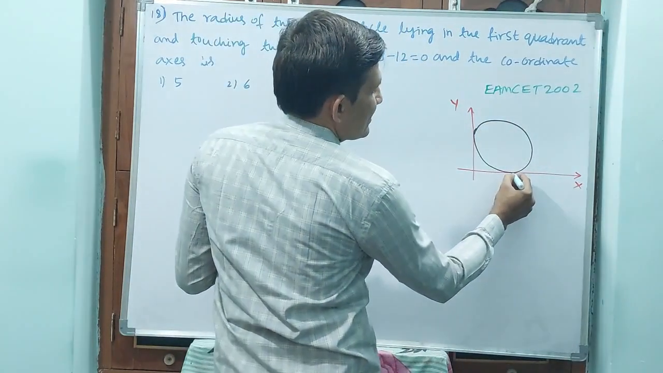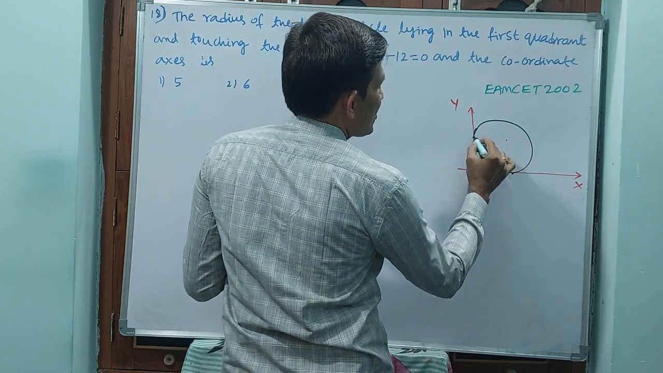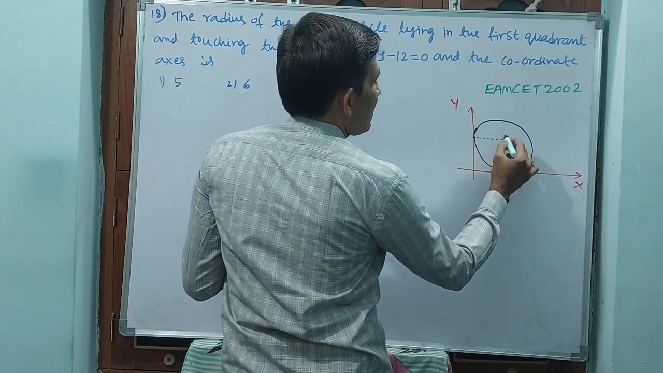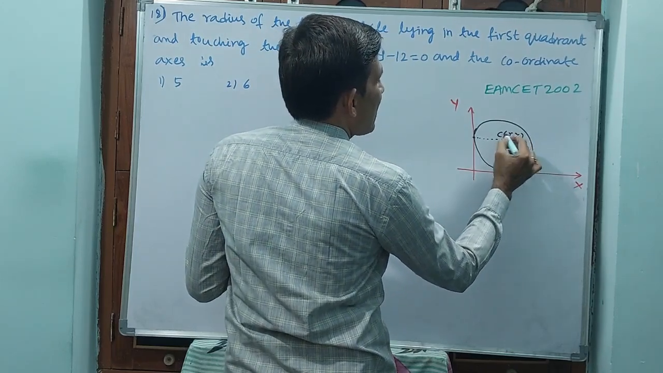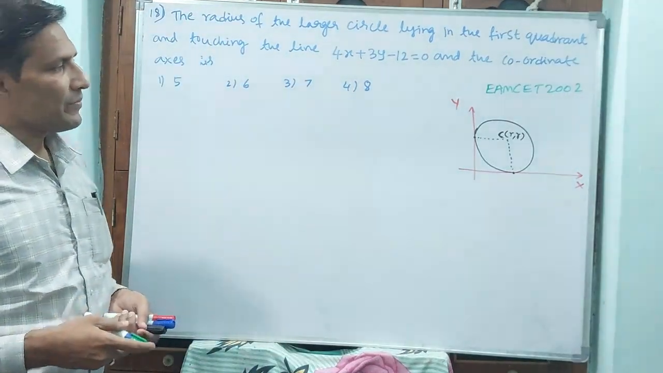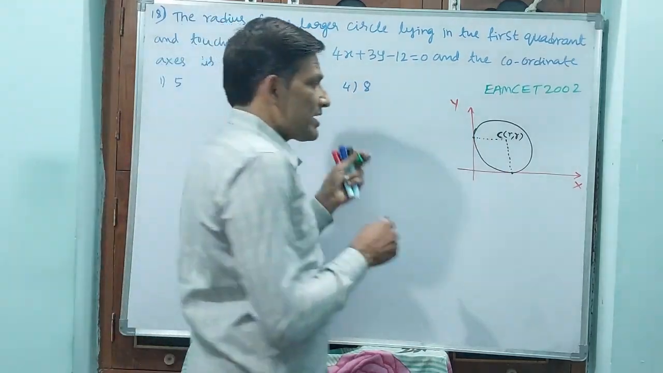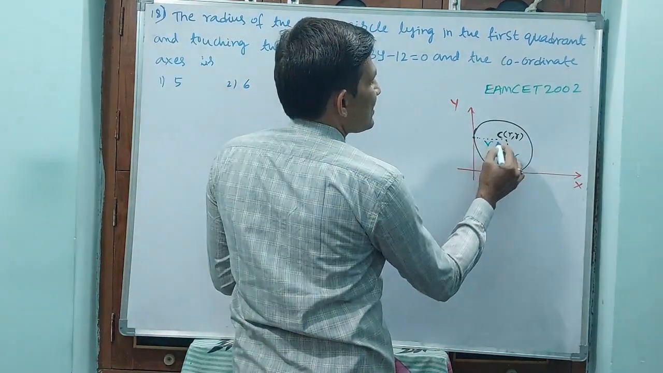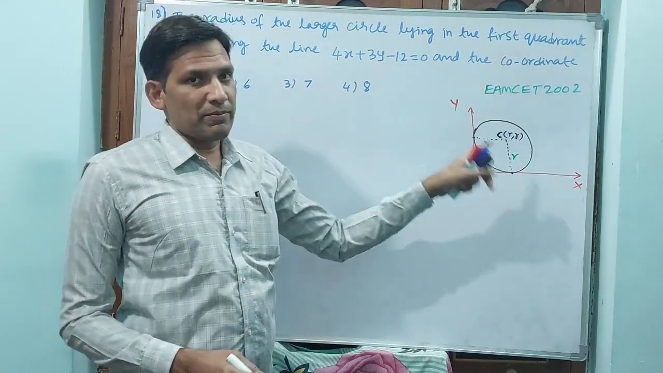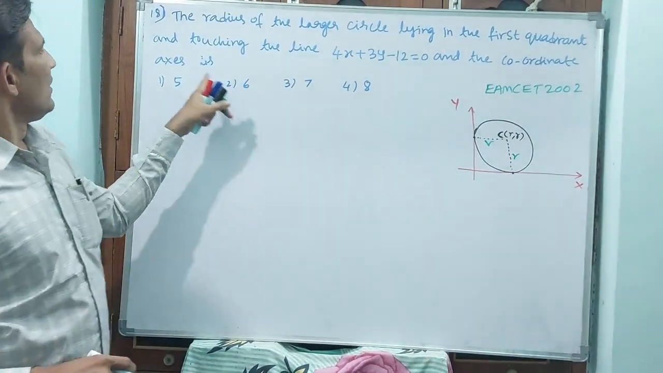These touching points, normally the distance is the radius. What will the center be? Center will be (R, R). That's all. Why? Because this is the center, and both sides it is touching. This will be the radius, from center to the point is the radius. Why have I written R, R? Because it is in the first quadrant, both are positive. That is one thing. Another thing, you go back.